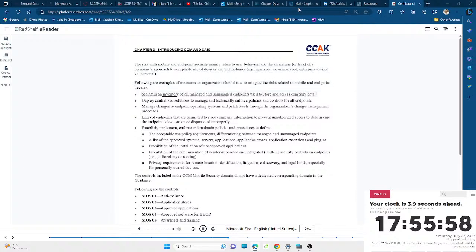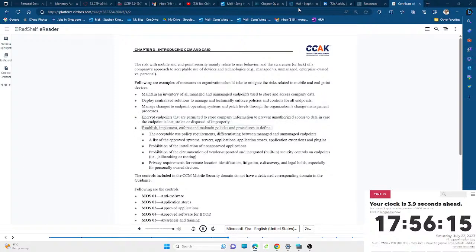Maintain an inventory of all managed and unmanaged endpoints used to store and access company data. Deploy centralized solutions to manage and technically enforce policies and controls for all endpoints. Manage changes to endpoint operating systems and patch levels through the organization's change management processes. Encrypt endpoints that are permitted to store company information to prevent unauthorized access to data in case the endpoint is lost, stolen, or disposed of improperly.